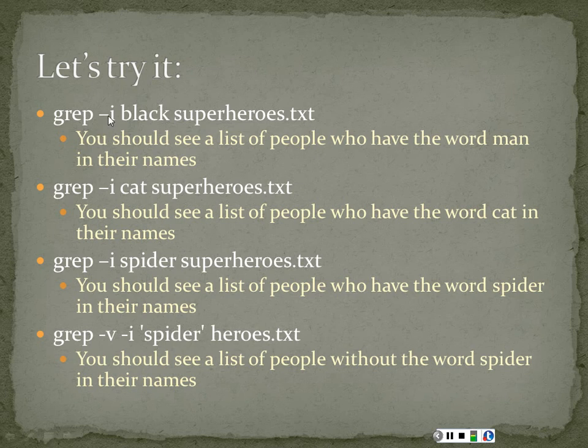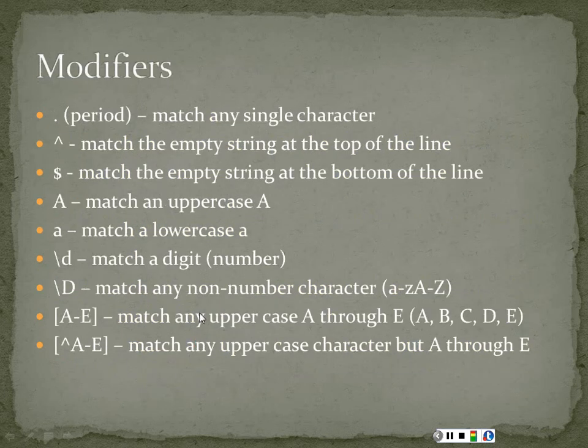So remember, grep case insensitive, we look for the word black inside the file superheroes.txt. Look for the word cat, we look for the word spider, and then we look for everybody without the word spider in that file. Right? Now there's some really cool modifiers in here that we can use if we just want to match out specific things. So we use a period, we can match any single character that's inside the string, and we'll look for them all. We can match the empty string and tell it to start at the top of the line, use the $ sign to match the empty string at the bottom of the line, so you can move things around and tell it where to start.